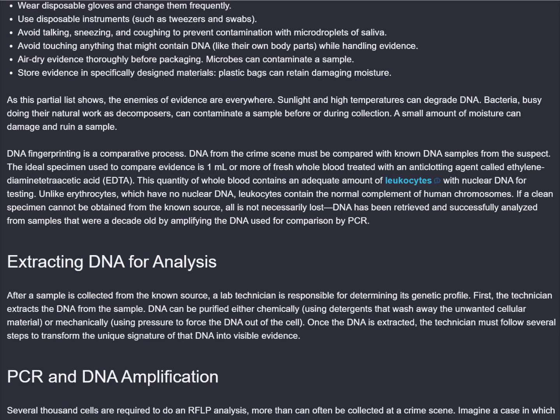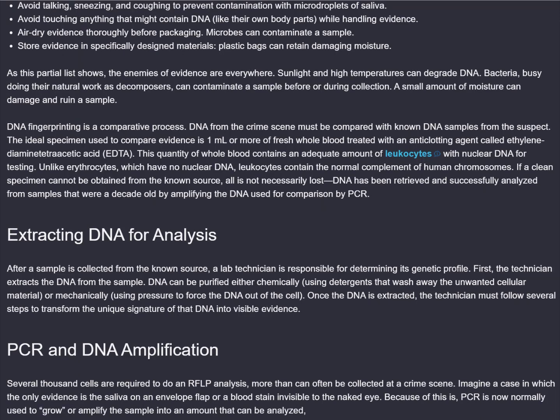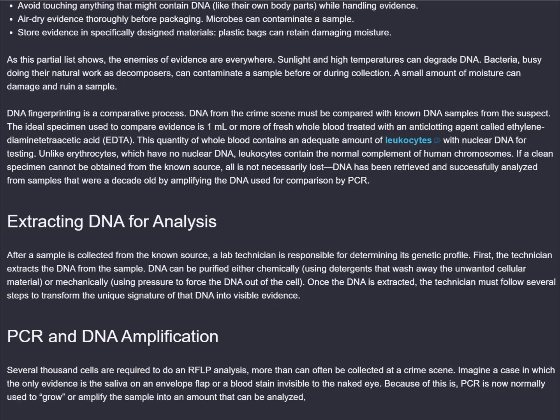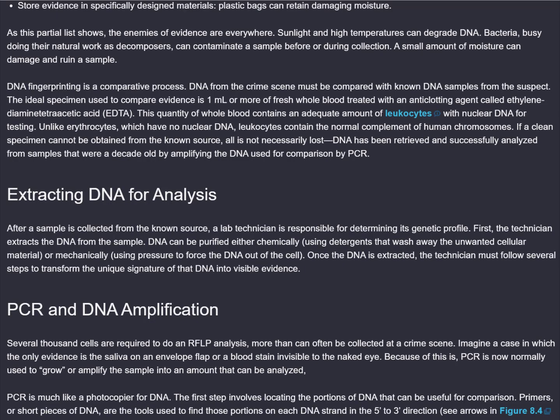Wear disposable gloves and change them frequently. Use disposable instruments, such as tweezers and swabs. Avoid talking, sneezing, and coughing to prevent contamination with microdroplets of saliva. Avoid touching anything that might contain DNA, like their own body parts, while handling evidence. Air dry evidence thoroughly before packaging. Microbes can contaminate a sample. Store evidence in specifically designed materials. Plastic bags can retain damaging moisture.